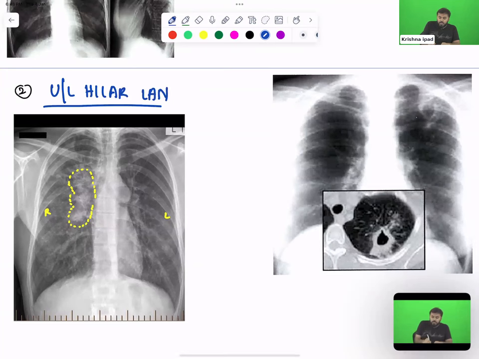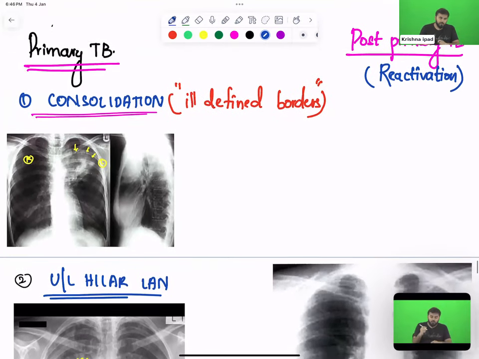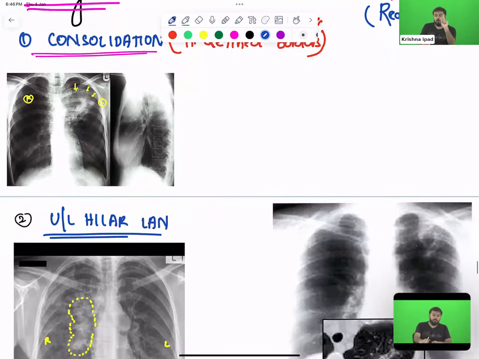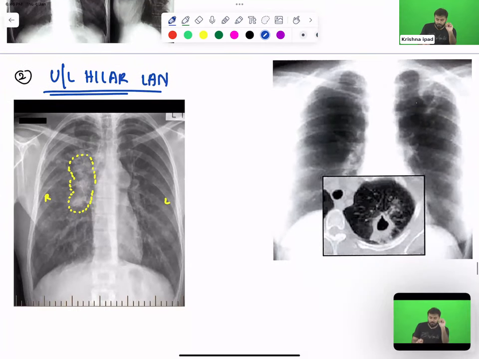Unilateral hilar lymphadenopathy is also seen in case of primary TB. Clear, all of you? Two important points. One is consolidation. Another one is unilateral hilar lymphadenopathy.